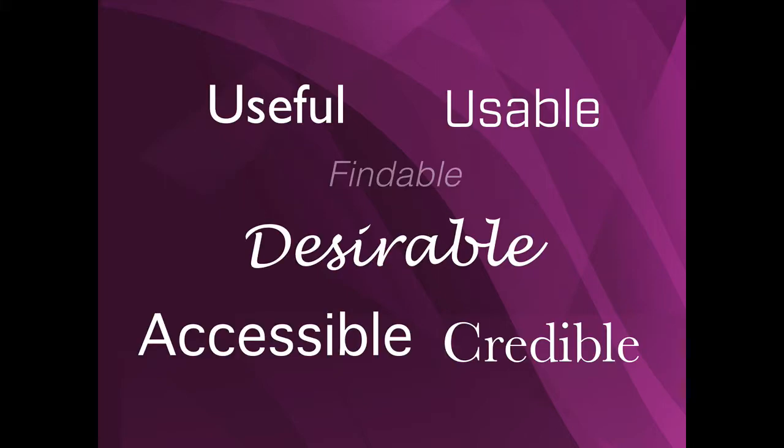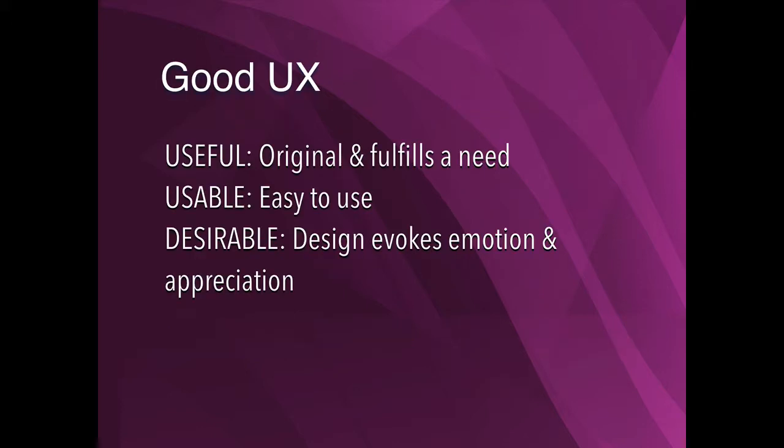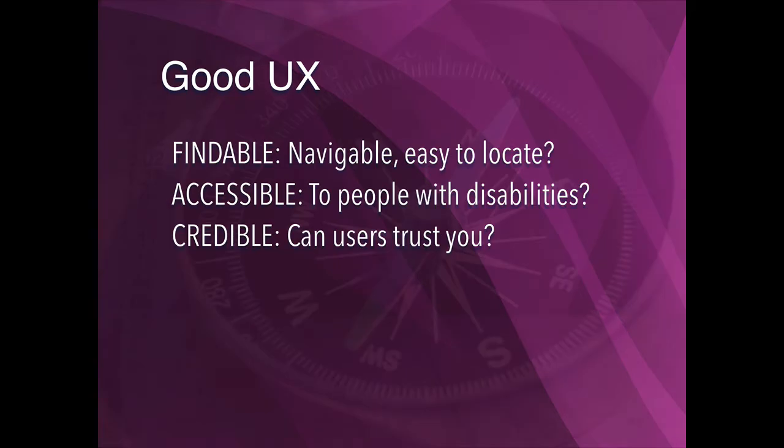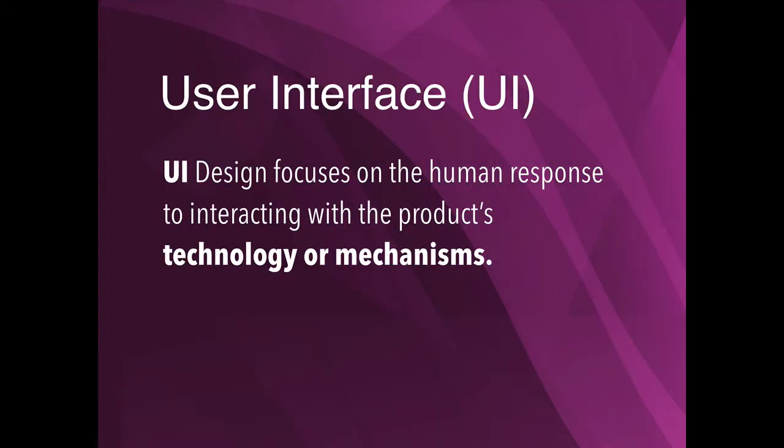So it is useful, usable, findable, desirable, accessible, and credible. Can they trust you? So good UX design is useful, usable, desirable in that it evokes emotion and appreciation aesthetically. And it fulfills a need, that it actually even has a purpose. It's findable, easy to find, accessible to people with disabilities, credible. Can users trust the links and the different sources that you provide?